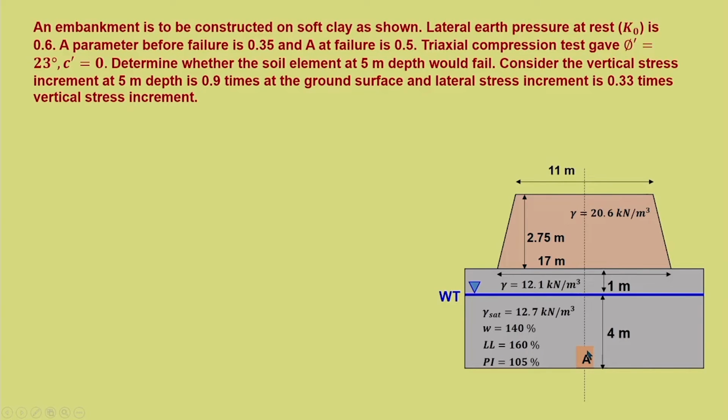Now, we need to understand based on stress path whether this particular element would fail or not. Consider the vertical stress increment at 5 meter depth is 0.9 times that at the ground surface and lateral stress increment is 0.33 times of vertical stress increment. What is the importance of the last statement? So, there are two cases. First is the initial condition which is due to self weight. Under self weight it is not going to fail. Now, when you are placing the embankment load, whether the element would fail or not, that is the question.